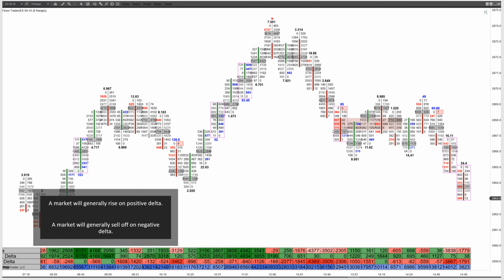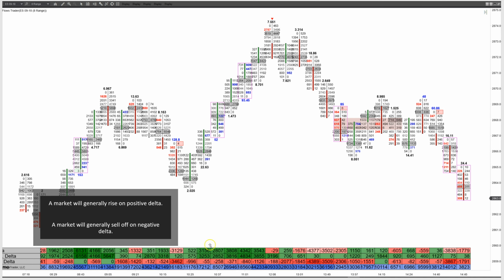And generally, a market is going to rise on positive delta. As you can see here, the market's rising. You've got positive delta: 522, 3156, 2807, 3808, 4342, 3543. Then you hit your high. Markets will generally sell off on negative delta: minus 29. Okay, you've got one bar with positive delta. Then minus 1676, minus 4377, minus 3502, minus 2305 as you start selling off.